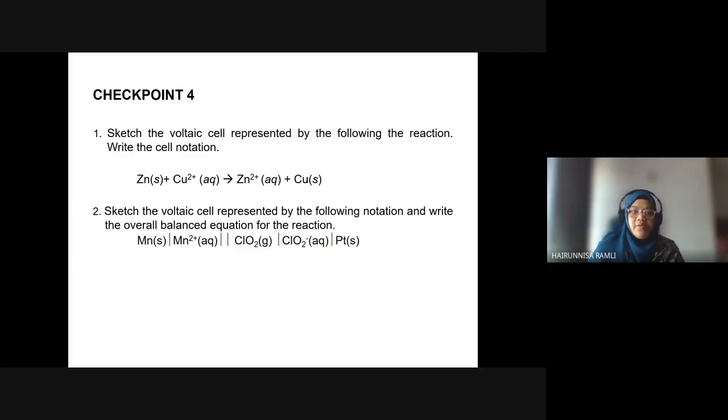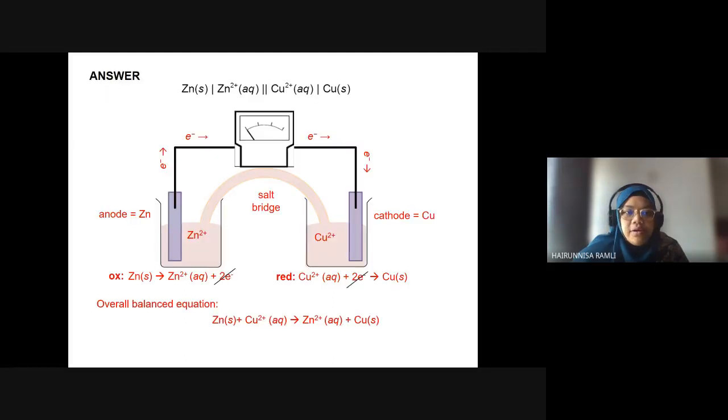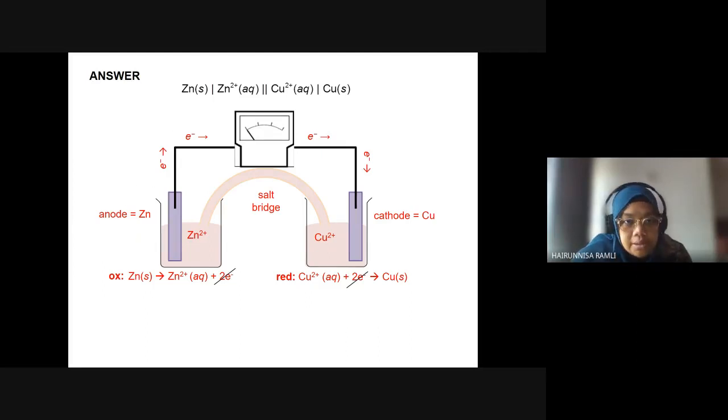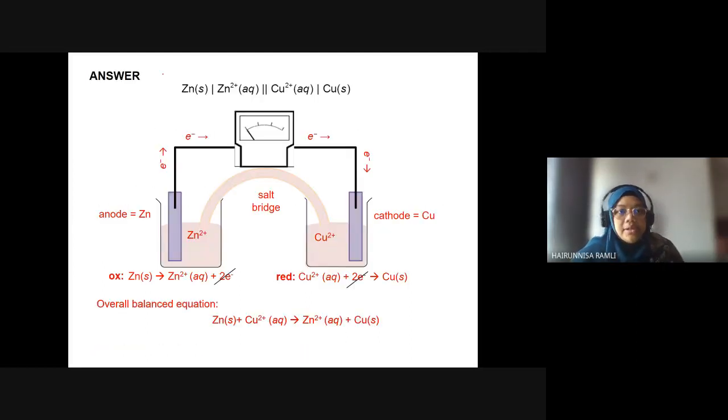Okay, I think for the first part is very simple. I mean the common lah kan, zinc dengan copper. So to sketch, of course, benda penting yang you kena take note, sekejap, dia nak sketch dengan cell notation lah. So this is the cell notation. Zinc solid, and then single barrier, Zn2+ aqueous. Okay, and then ada double slash kat sini, nak bezakan half equation, Cu2+ kepada Cu.